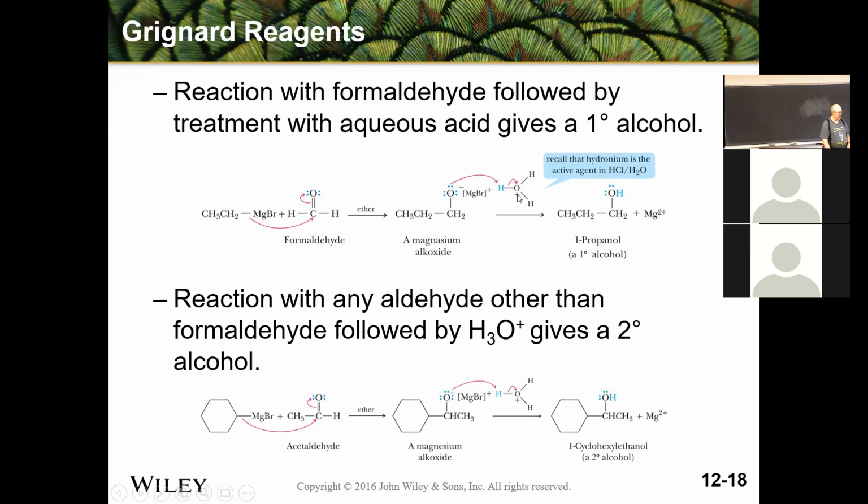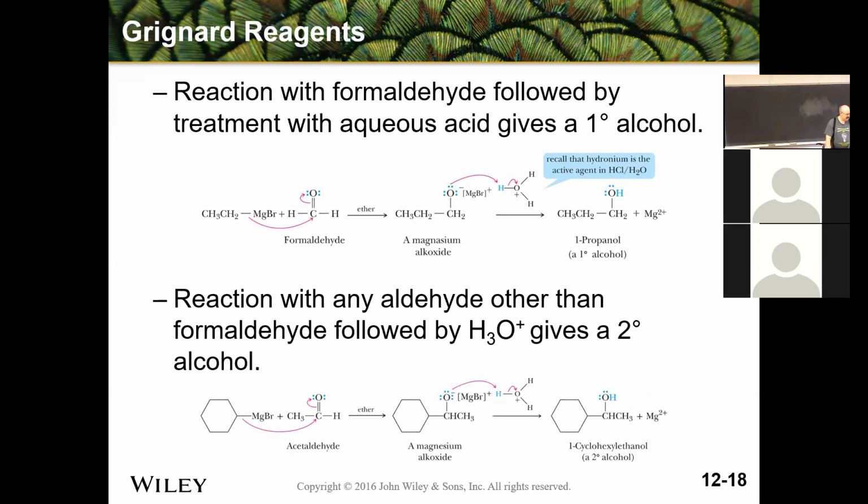Even though we could use water here, the reason that we don't is that we'll form a precipitate of magnesium hydroxide, and that makes the workup, the isolation, a little more difficult. This way, by using dilute acid, we keep the magnesium dissolved.